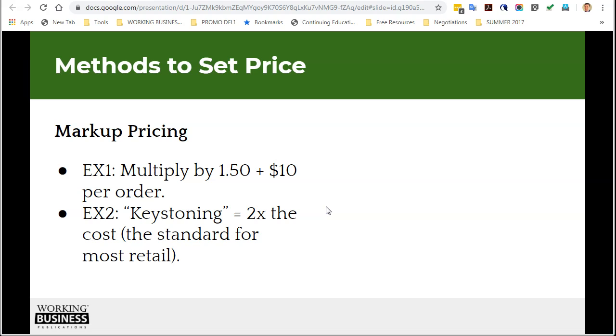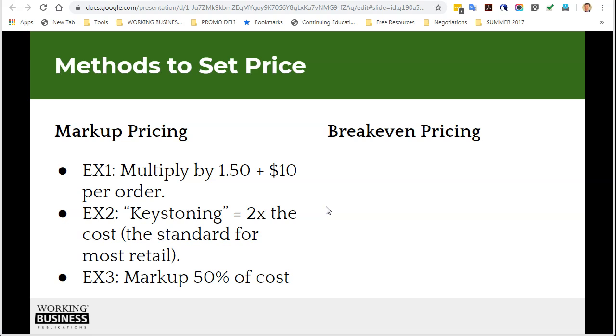So, if I was an author of a book and I was selling a book at a classic bookstore, if I sold it to the bookstore for $10, they would mark it up and the customer would pay $20. So the keystone price would be just timesing it by 2, whatever they got.